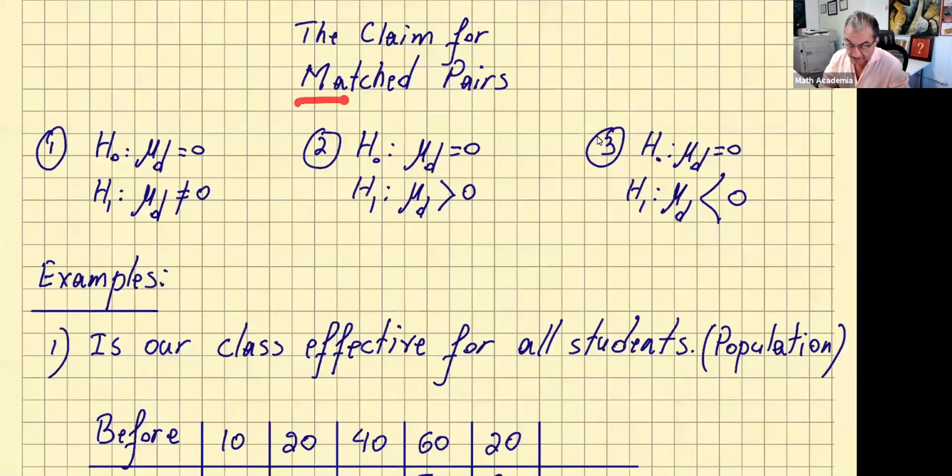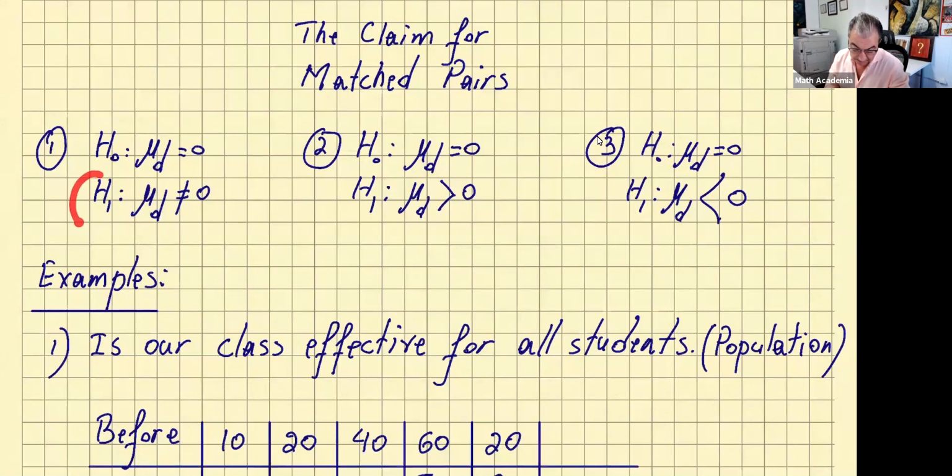In this video I want to go over how to write the claim when we're dealing with matched pairs. In my last video I went over matched pairs, so by now, if you watched that, you know what matched pairs are. But sometimes it's confusing which claim to use. When we deal with matched pairs, we have three types of claims. Please watch the previous video on matched pairs, because in this one I just want to share with you which claim to pick in what situation.